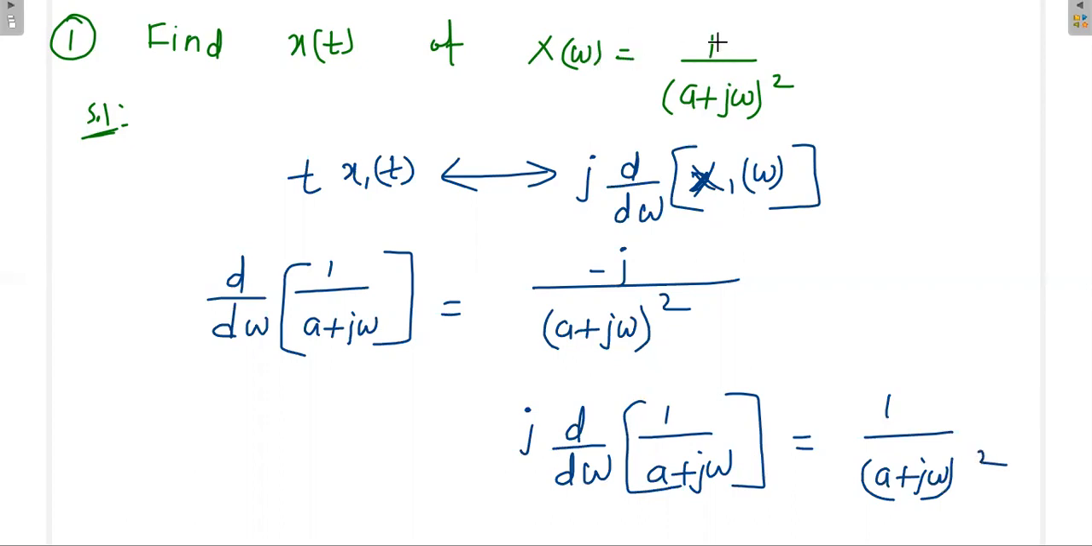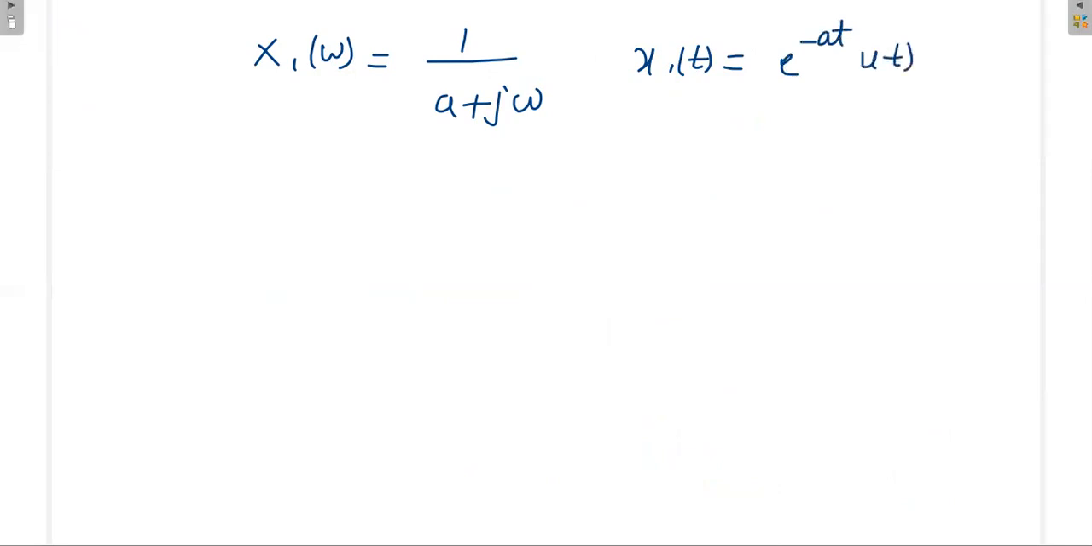So this x of omega, equal to 1 by (a plus j omega) whole square, I can write as j into d by d omega of 1 by (a plus j omega). This is the structure j d by d omega of x1 of omega, which means in the time domain t into x1 of t. So what is x1 of omega? x1 of omega is equal to 1 by (a plus j omega). Then the corresponding x1 of t is e power minus at u of t.